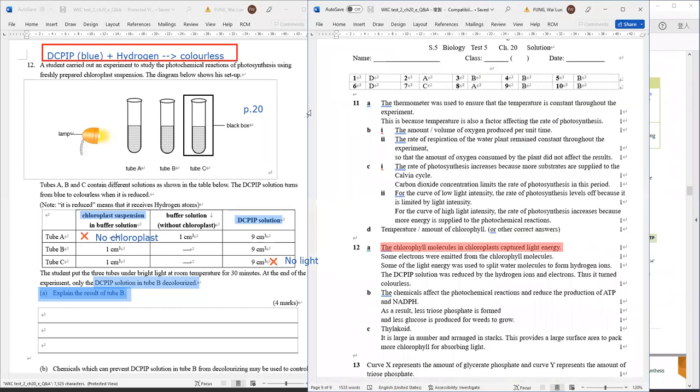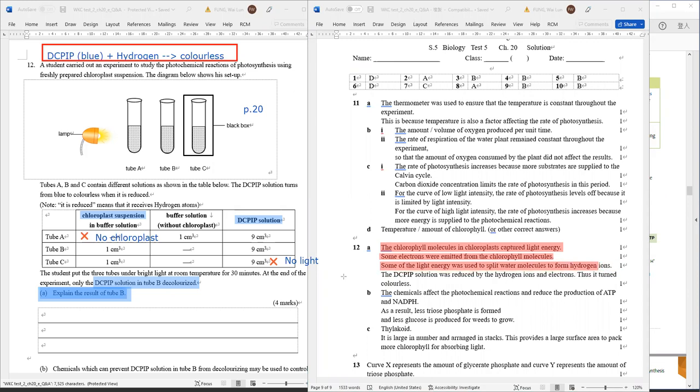Okay, refer to page 20. When you absorb the light energy, some electrons are emitted. These are the excited electrons. And third part, the energy is used to split the water molecules into hydrogen. You just need to say it's hydrogen.